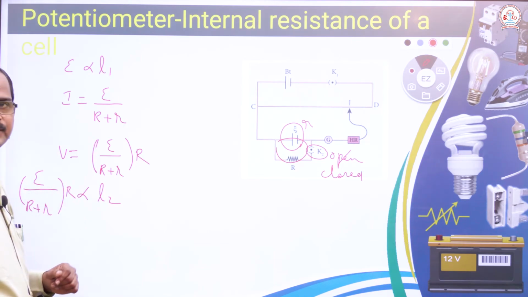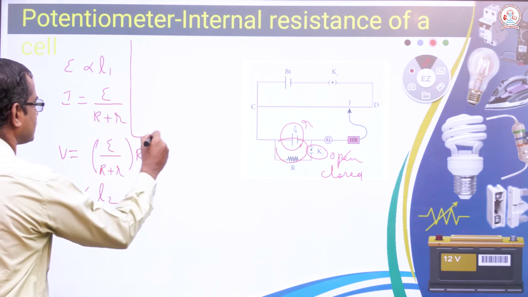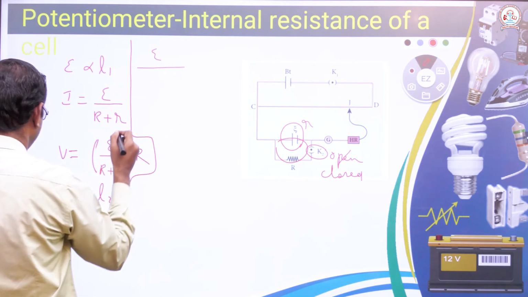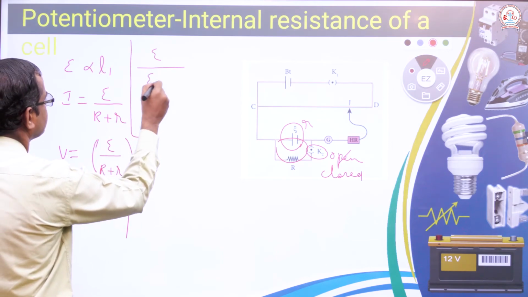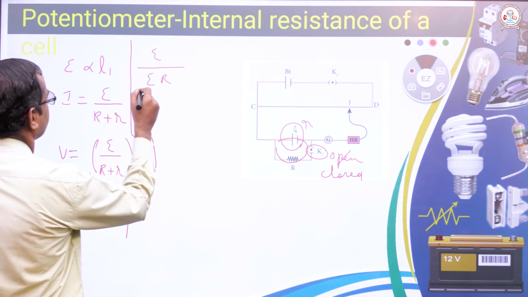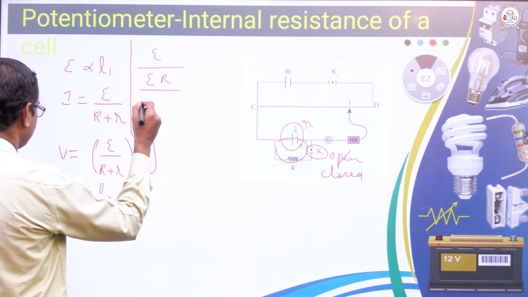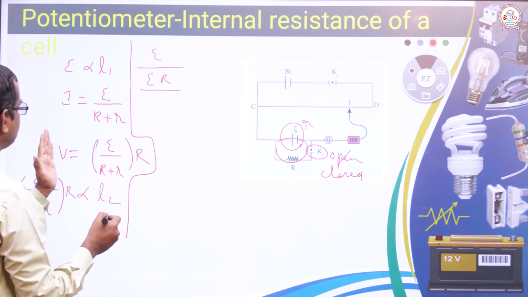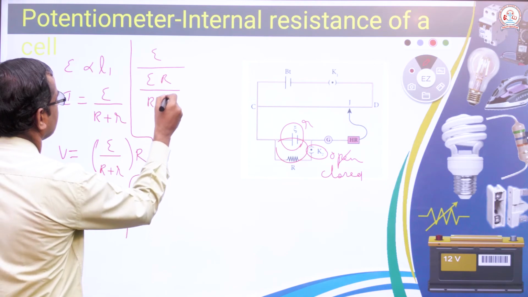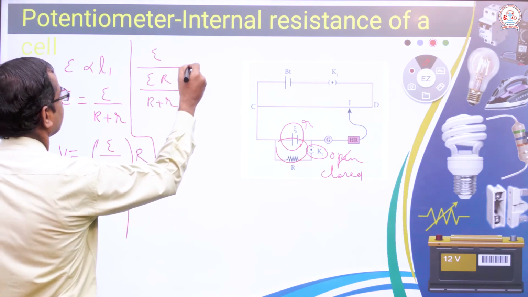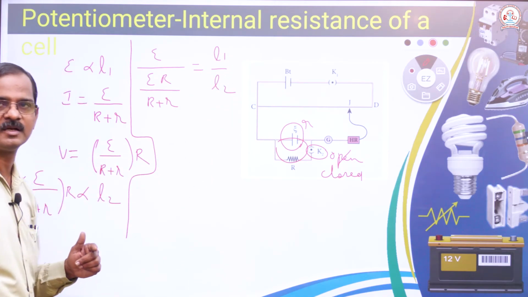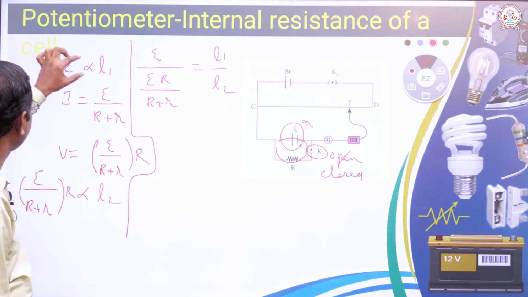Now if we divide these two equations, we are going to get epsilon into R divided by R plus r, divided by epsilon, that is equal to L2 divided by L1. Epsilon is directly proportional to L1.